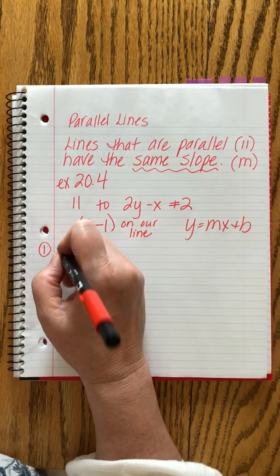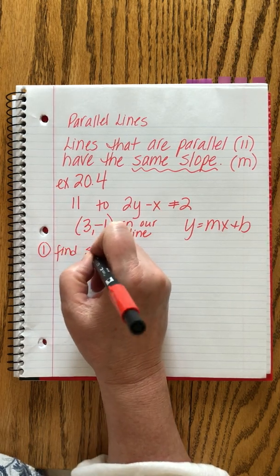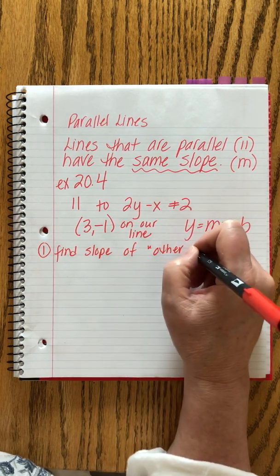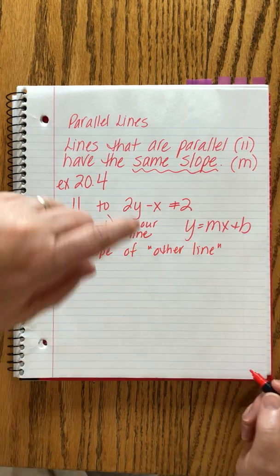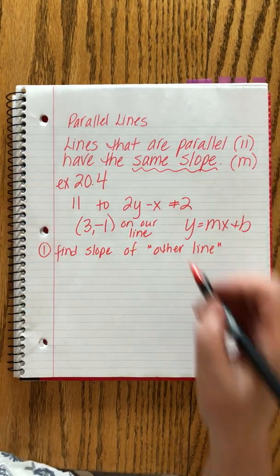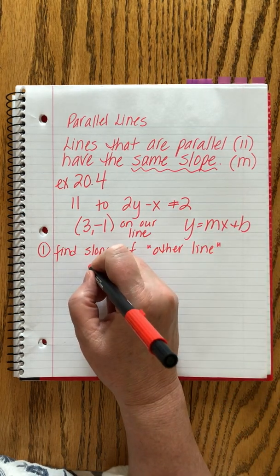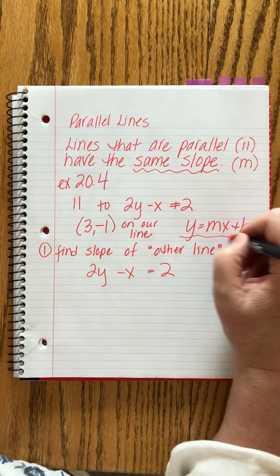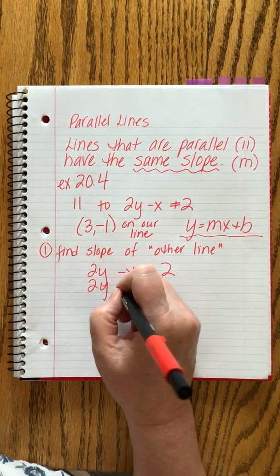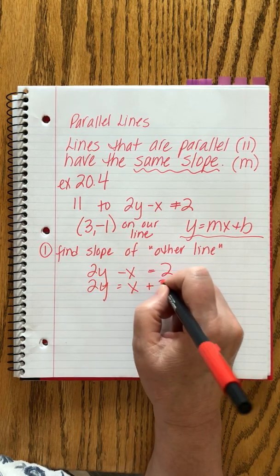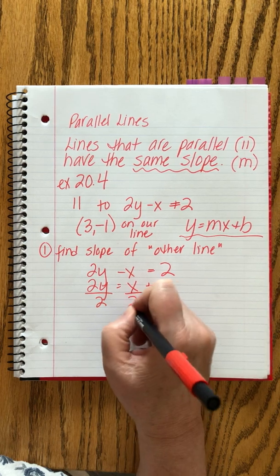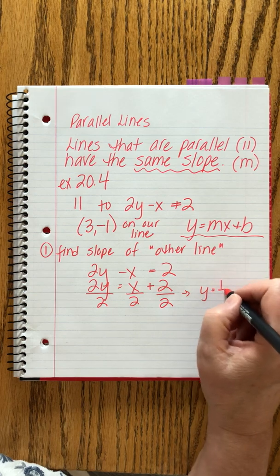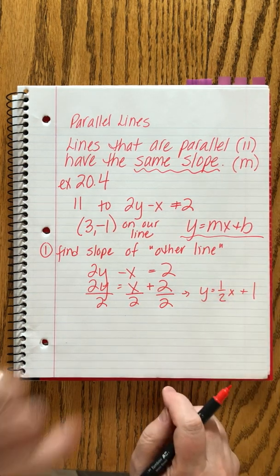So step 1, we find the slope of what I call the other line. All right, here it is. However, it's not in the proper format, and look at me, looks like I made it not equals 2. 2y minus x equals 2. Okay, we need to get it into the proper format, so let's kick the x over. 2y equals positive x plus 2, and then we divide away that coefficient. And so we get y equals 1/2 x plus 1, right?